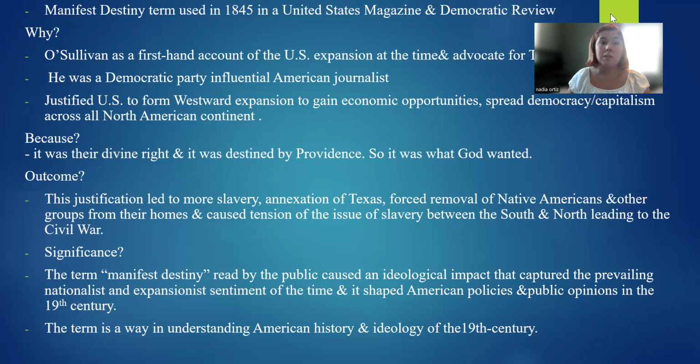So he used his writing to justify that the U.S. was forming a westward expansion in order to gain economic opportunities and spread democracy and capitalism all across the North American continent. This was because it was their divine right and it was destined by providence. So in the U.S. eyes, it was what God wanted them to do.